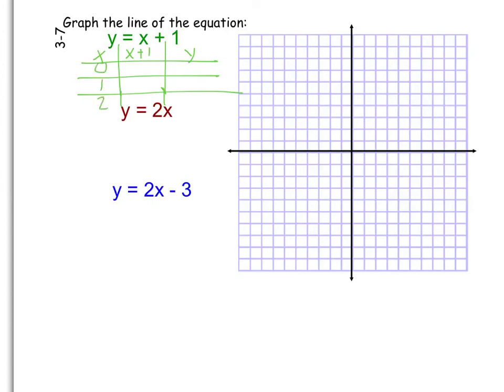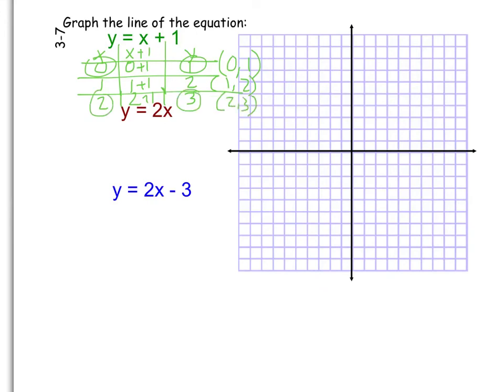All right, so when I plug in 0, 0 plus 1, I get 1. When I plug in 1, 1 plus 1, I get 2. When I plug in 2, 2 plus 1, I get 3. So now I have an x value and a y value. I can rewrite that as an ordered pair. 0, 1, this one would be 1, 2, and this one would be 2, 3.